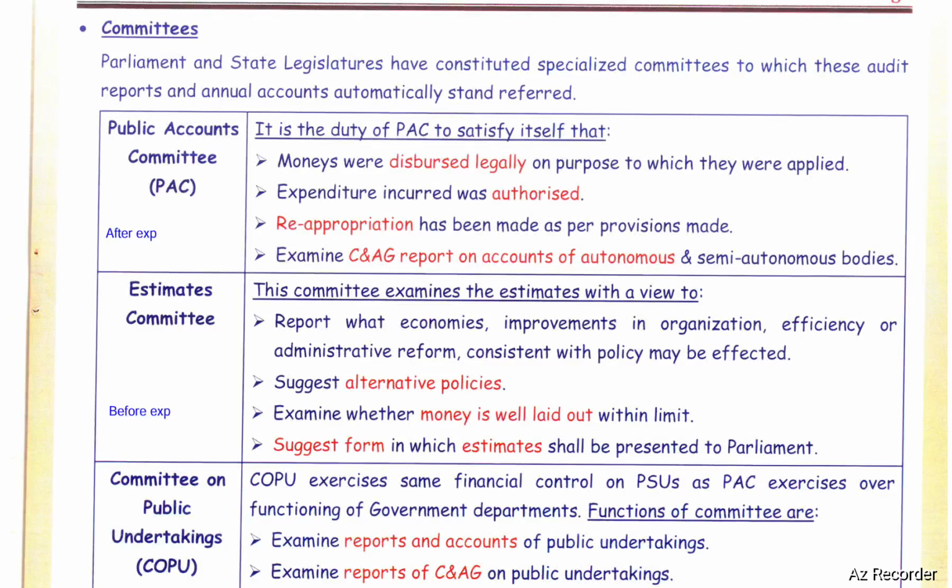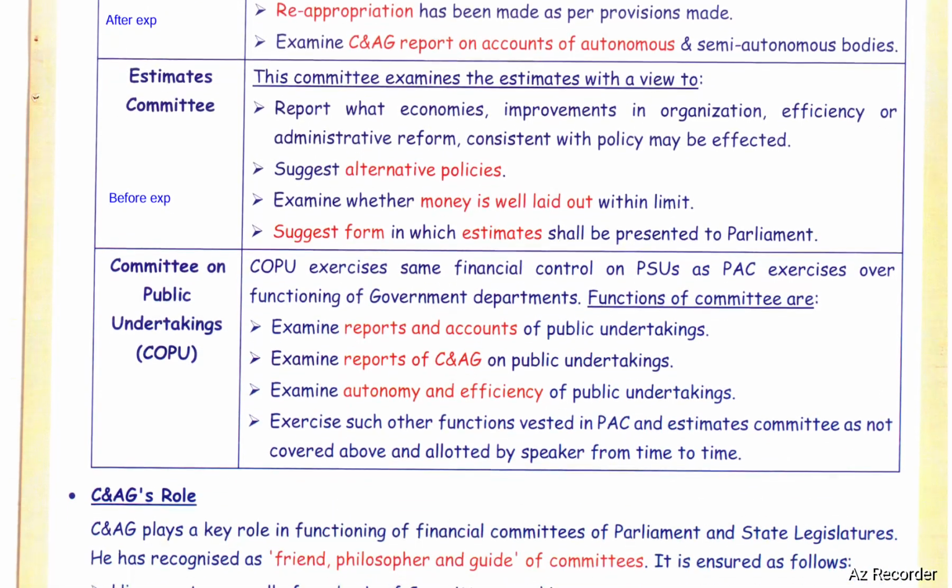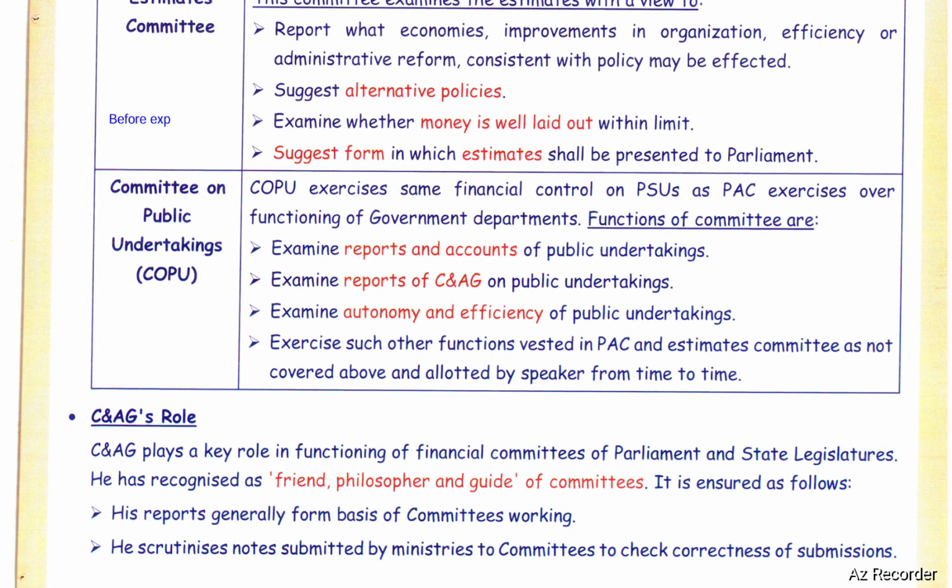Estimates committee suggests alternative policies. It examines whether money is well laid out within limit. They suggest the form in which estimates shall be presented to the parliament. The third type of committee is the Committee on Public Undertakings, COPU.